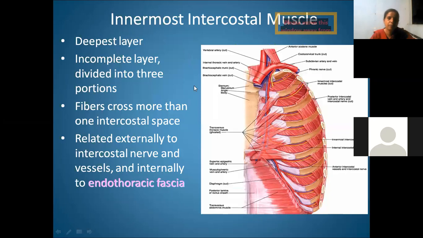Okay, like that. Now the third muscle, which is present in the deepest layer, is the innermost intercostal muscle.